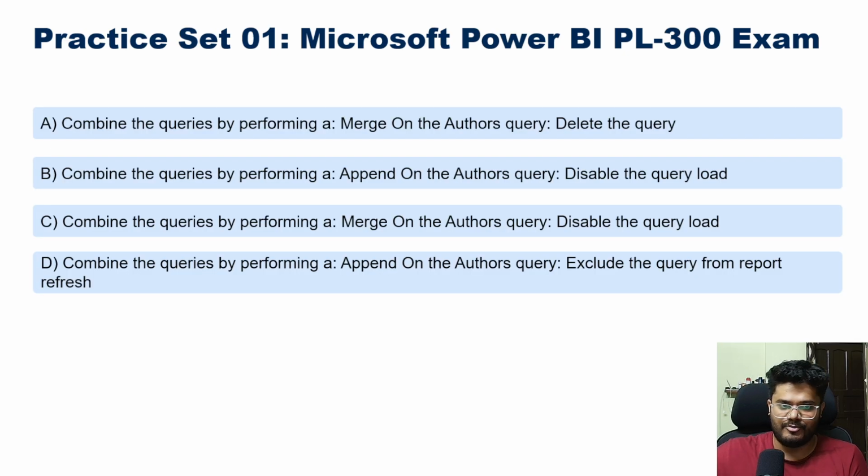So yeah, these are the options. Option one is combine the queries by performing a merge on the author's query and delete the query. Option two is combine the queries by performing an append on the author's query and disable the query load. Option three is combine the queries by performing a merge on the author's query and disable the query load. Option four is combine the queries by performing an append on the author's query and exclude the query from report refresh. So I'm going to pause here for 10 seconds. You can think about what the answer should be, and then we can have a look at the solution, explanation, and Power BI walkthrough.